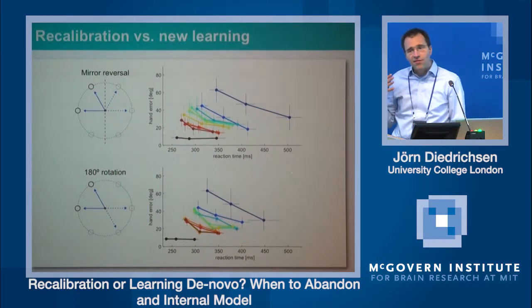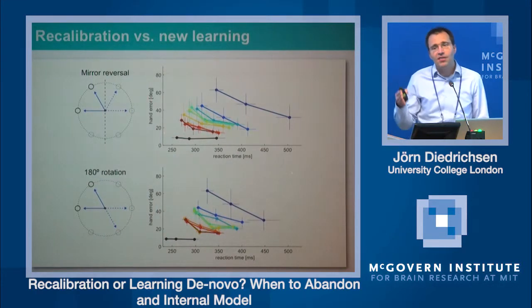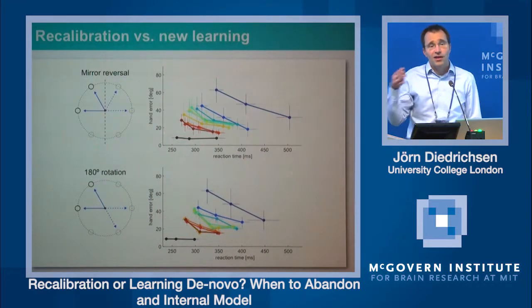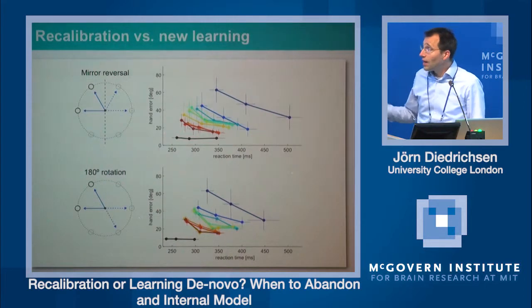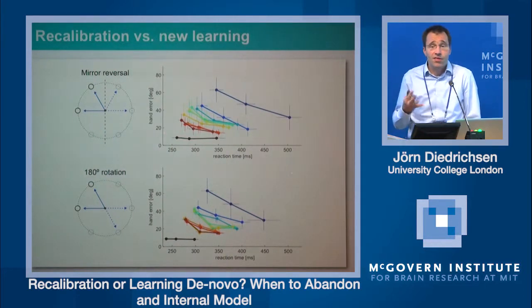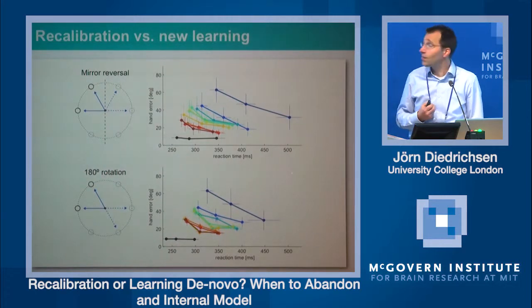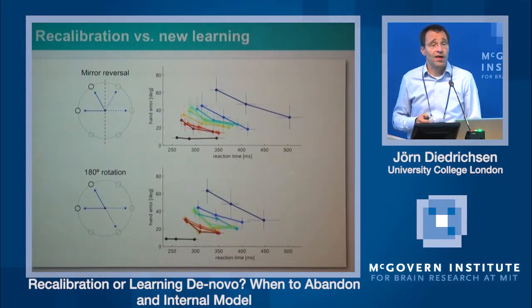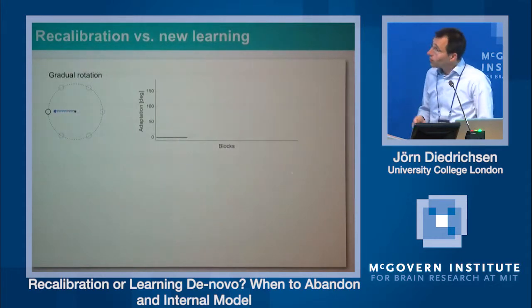So now we have a kind of nice situation. We know that 40 and 60 degrees of visual rotation are achieved through recalibration. With a 180-degree rotation, the nervous system kind of snaps out of that and engages some new learning mechanisms. So there must be some transition point where one goes into the other. So this is what we then tried to do.